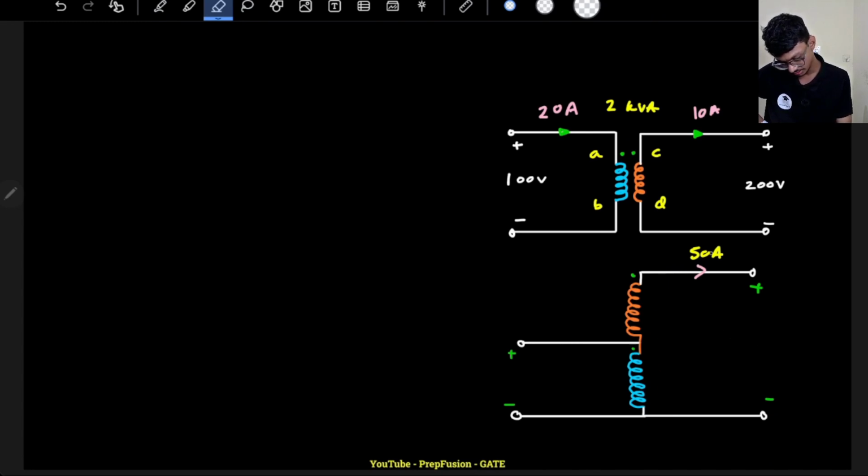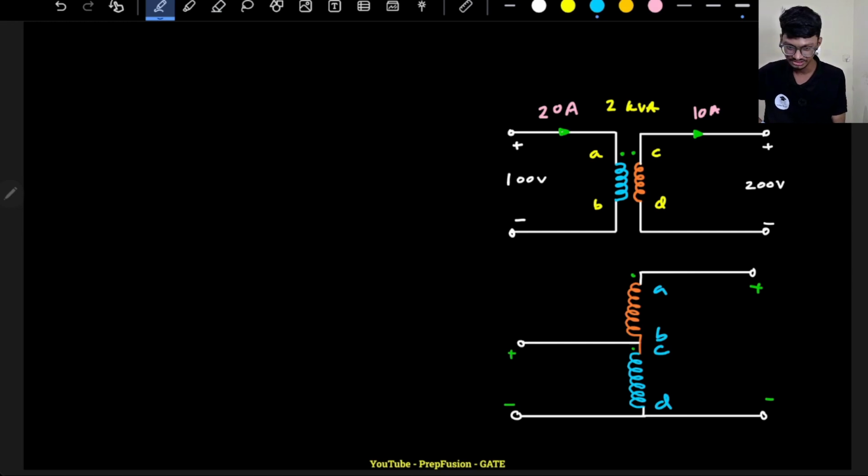Let me delete all this. If I connect C and B, C will be here and B will be here. This will be A, this will be D. It doesn't matter which side you are seeing from. So this voltage will be AB plus BC, which is 300 volts. This current from A to B will be 20 amperes, and this current from D to C will be 10 amperes.